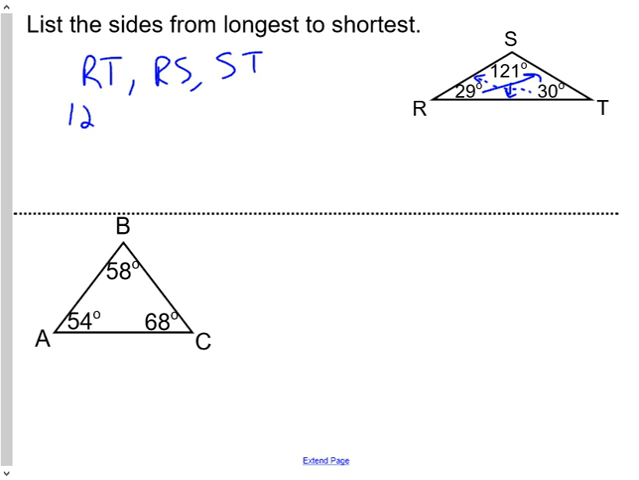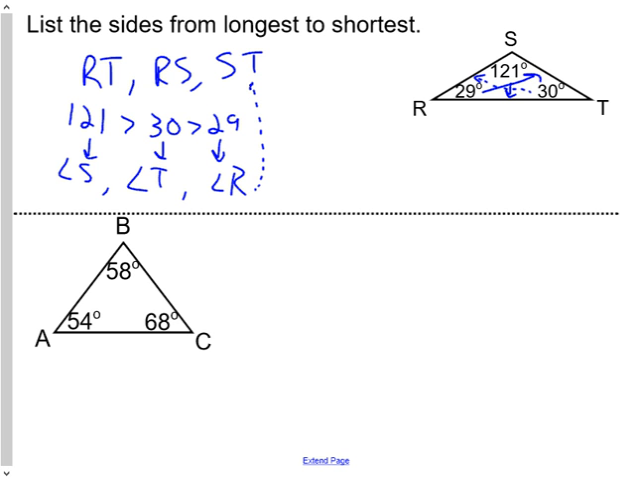Or some might need to write 121 bigger than 30, bigger than 29, and then go to the opposites. Or if we name it with one letter, angle S, angle T, angle R, you'll recognize that the side opposite doesn't have the letter. Angle R's opposite side is ST. Angle T's opposite is RS. Angle S's opposite is RT. So, just a little note there, that's another way of doing that.